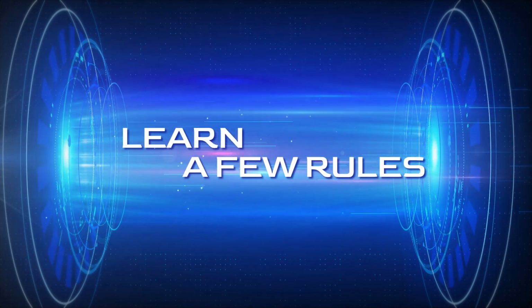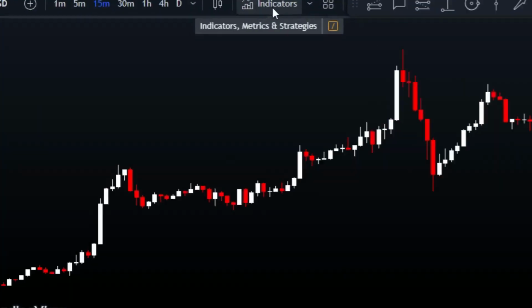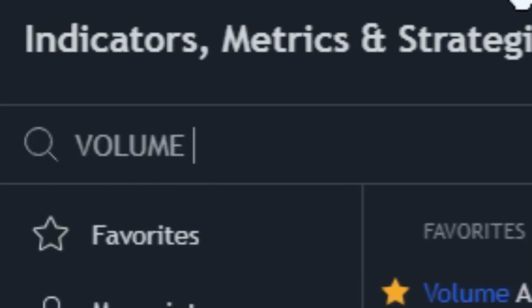So go to the TradingView website and in the indicator section, grab the volume supported linear regression trend tool for your chart.